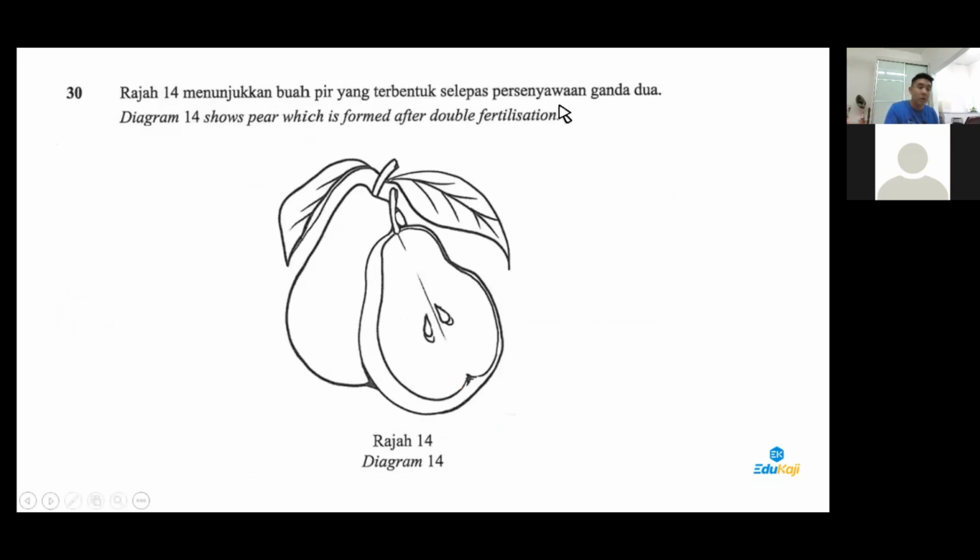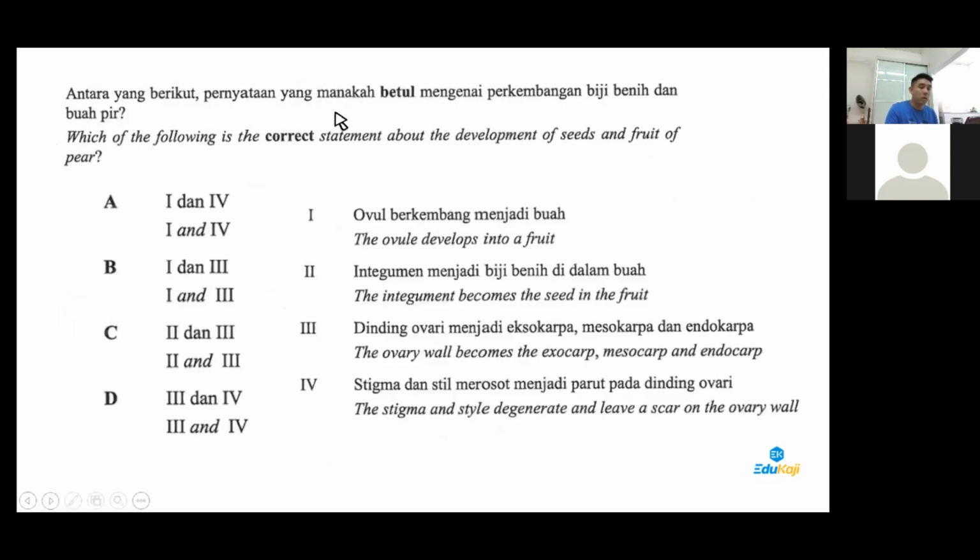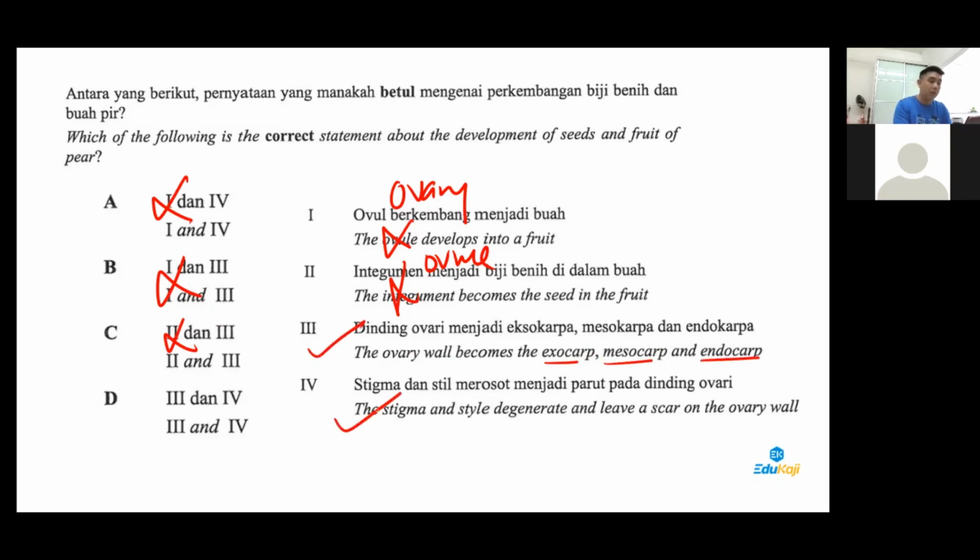Okay, question 30 here. After double fertilization, the ovule becomes the fruit? No, not ovule, ovary. One is wrong. The integument becomes the seed? No, the ovule becomes the seed. The ovary wall becomes the exocarp, mesocarp, endocarp. Yes. So the answer is D. 30, D.